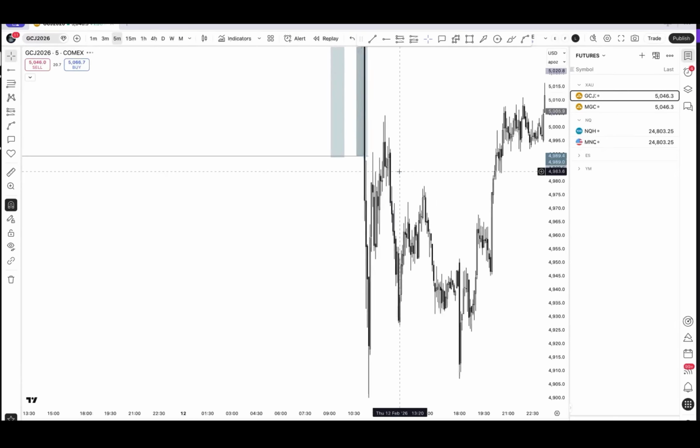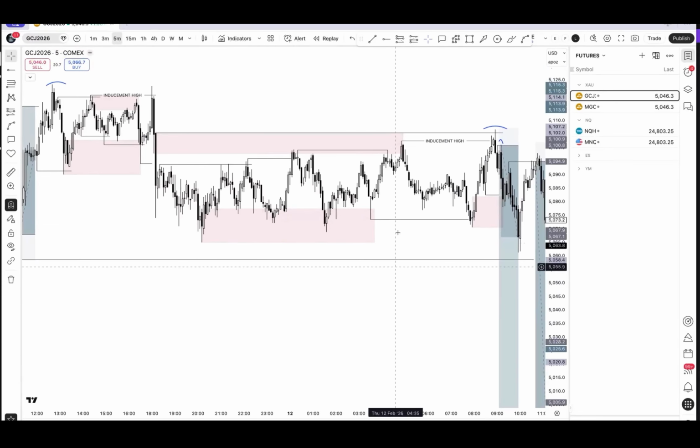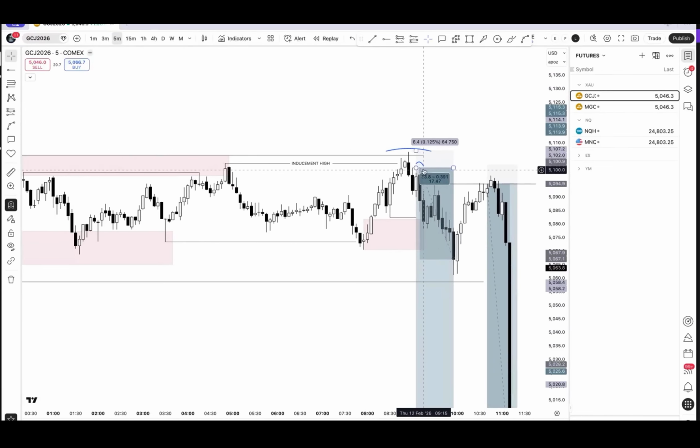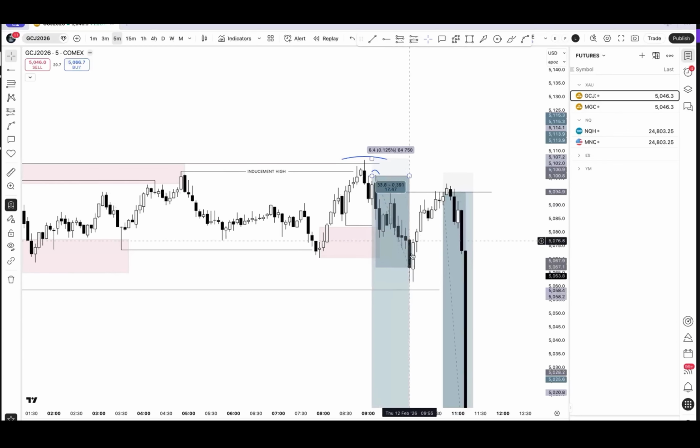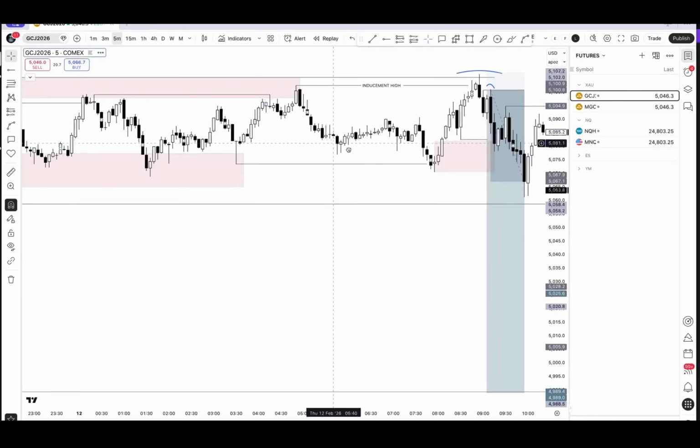Let's go over gold. This LB wasn't used yet. We got a sweep with the internal used. But we create another one with that sweep. So this inducement high gets taken. LB right here that got created from that sweep. Use it with that entry.